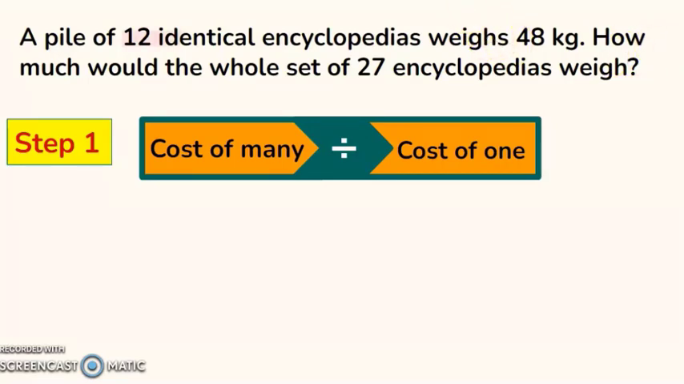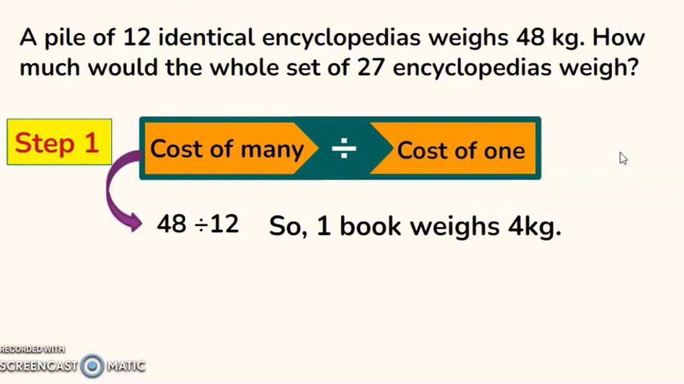The data tells us about the 12 identical encyclopedias and the weight is given as 48 kilograms. So, what are we going to do first? We are going to divide 48 by 12. Yes, pause the video here and divide 48 by 12. Yes, that is going to be 4 kilograms. So one book weighs 4 kilograms.